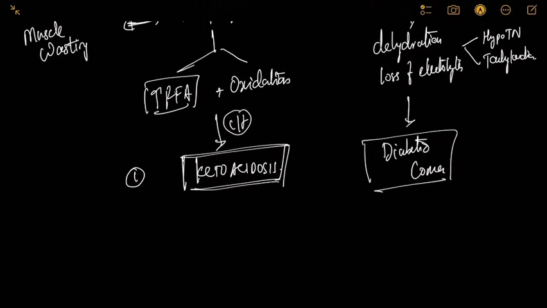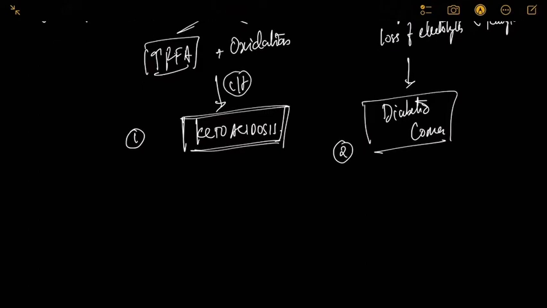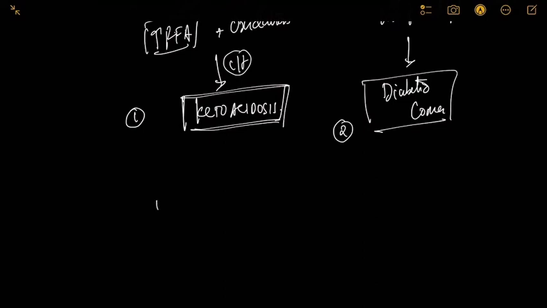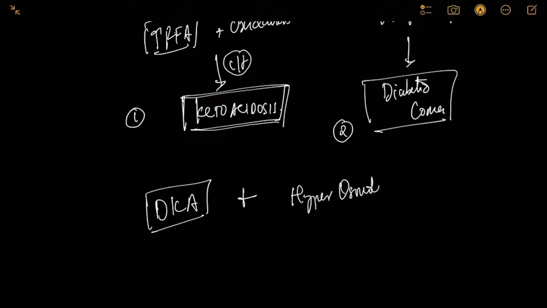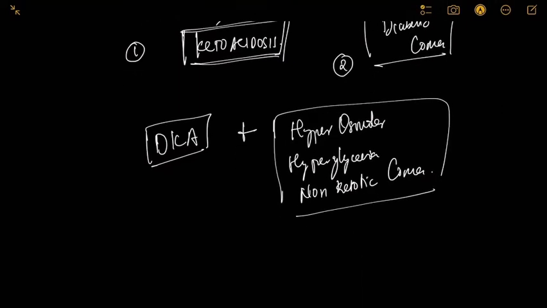All right, so we got two things here. One was ketoacidosis and the second was your diabetic coma. So this is what happens in acute metabolic complications. The individual develops your diabetic ketoacidosis and hyperosmolar, all right, hyperglycemic non-ketotic coma. All right, so these were the things that we were seeing in your acute metabolic complications.